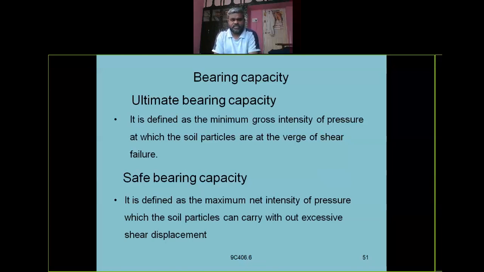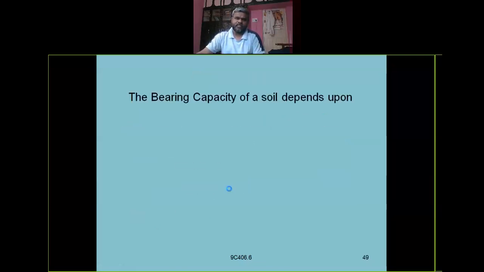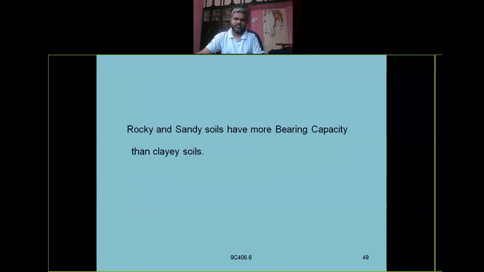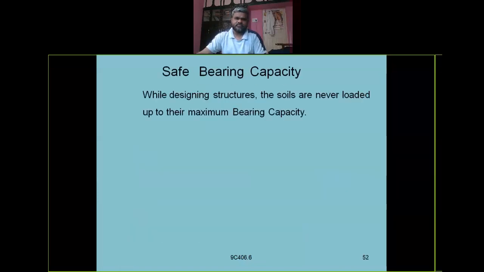So safe bearing capacity is defined as the maximum net intensity of pressure which the soil particles can carry without excessive shear displacement. So ultimate bearing capacity, safe bearing capacity, and factor of safety, right?